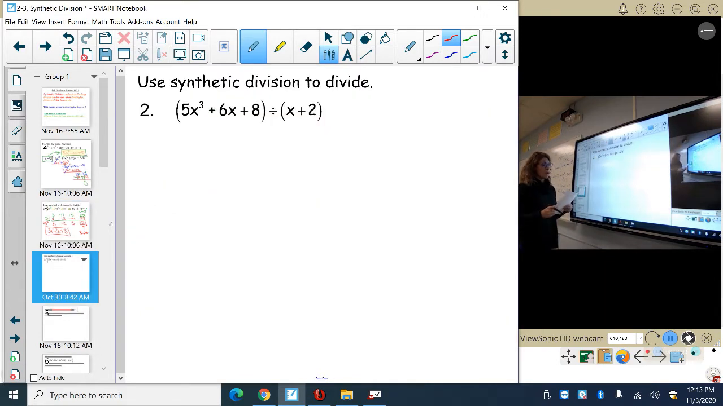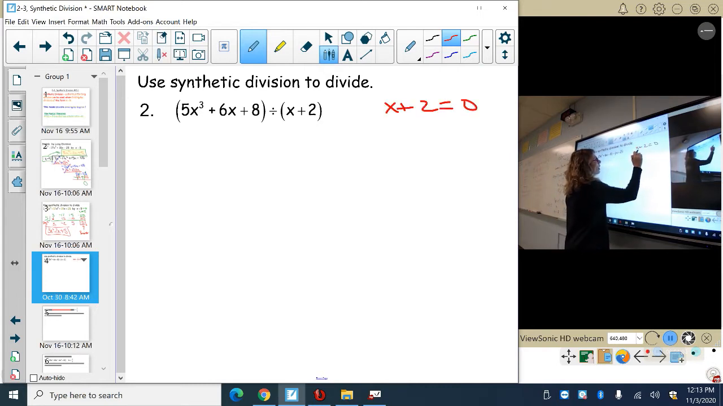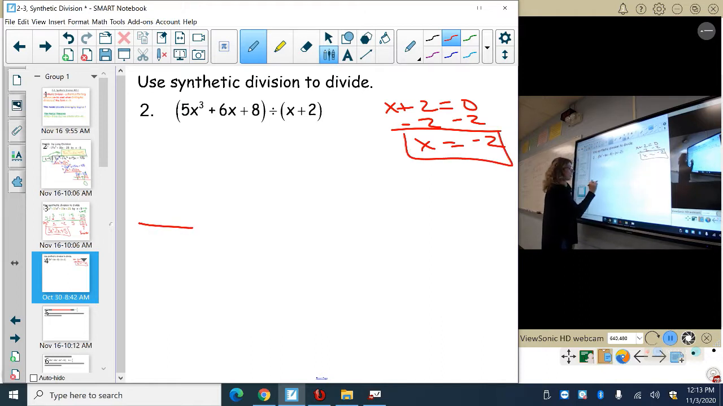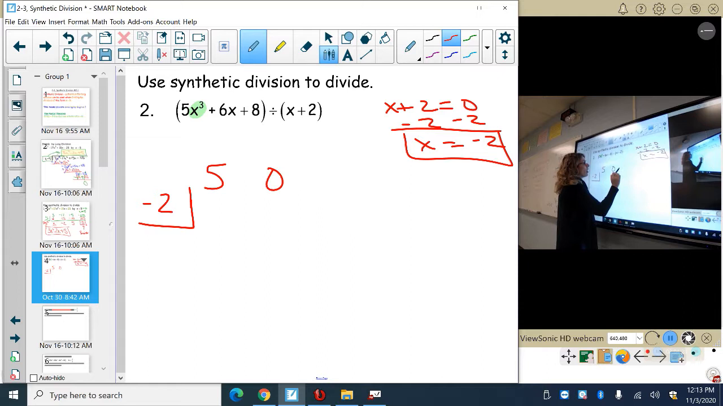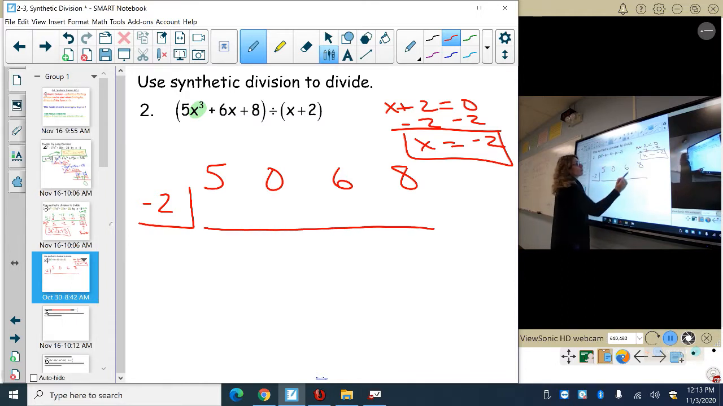So let's go ahead and do number 2. I'm going to take this x plus 2 is equal to 0, and I'm going to subtract the 2 over, so x is equal to negative 2. Negative 2 goes in the half box. Now, you are going to look for missing powers. I have a degree of 3, so this is 5x cubed, 0x squared, 6x plus 8. So 3, 2, 1, 0. I'm not missing any more powers, and I draw a line.